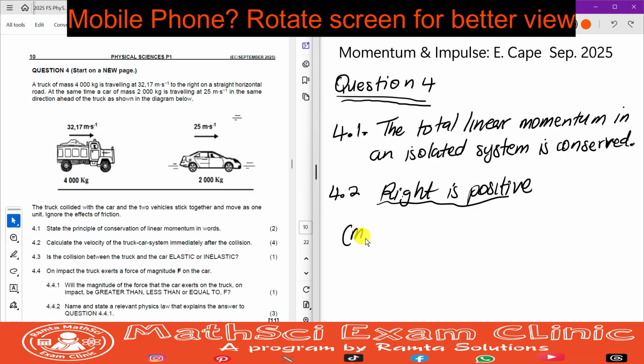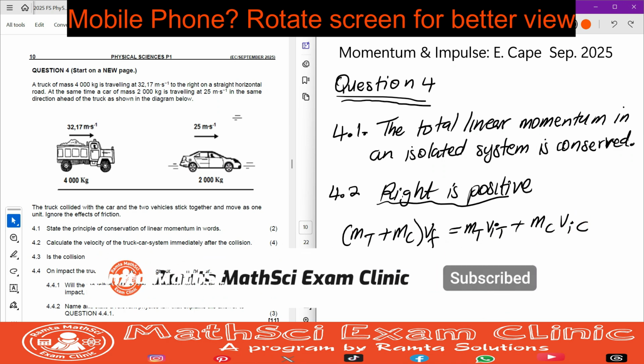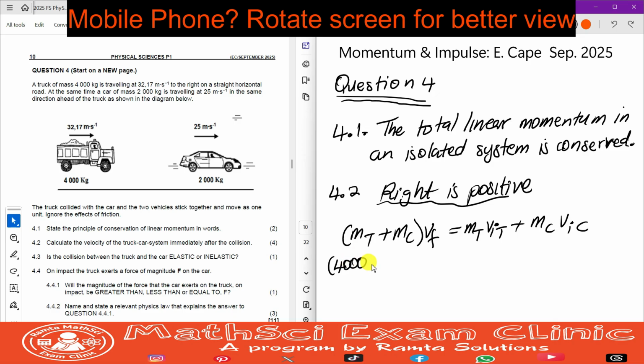We have mass of the truck plus mass of the car, all in brackets, multiplied by the final velocity of the two because they moved as a unit, equals mass of the truck times initial velocity of the truck plus mass of the car times initial velocity of the car. The truck is 4,000 kilograms. The car is 2,000 kilograms. We do not know the final velocity of the truck-car system, so we leave the final velocity term as unknown.